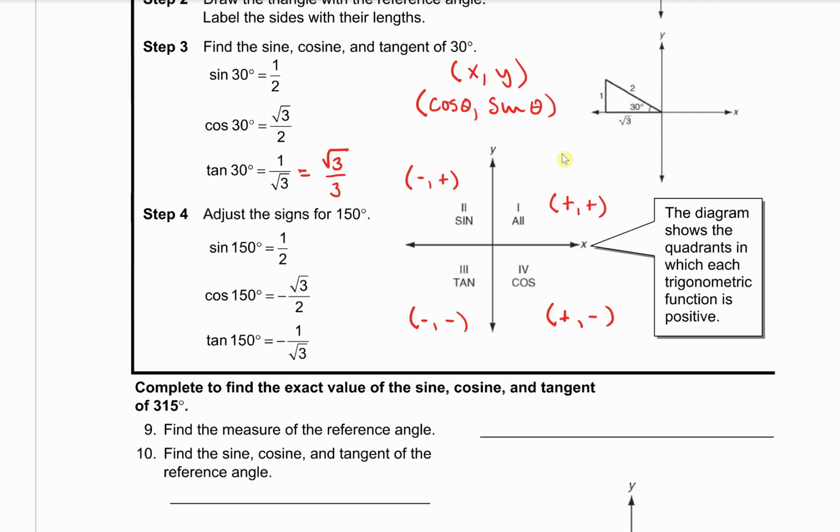So, sine of 150 is going to be the same as the sine of 30. It's going to be 1/2, because of the reference angle. Cosine is going to be negative, so it'll be negative square root of 3 over 2, and then the tangent of 150 is going to be negative 1 over the square root of 3, which, remember again, is negative square root of 3 over 3.